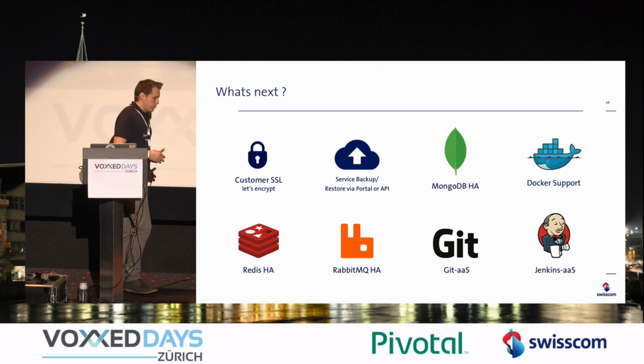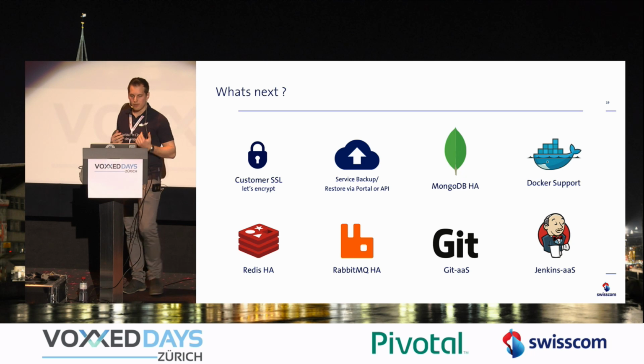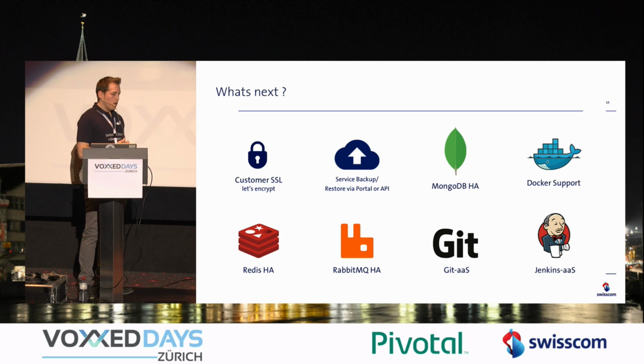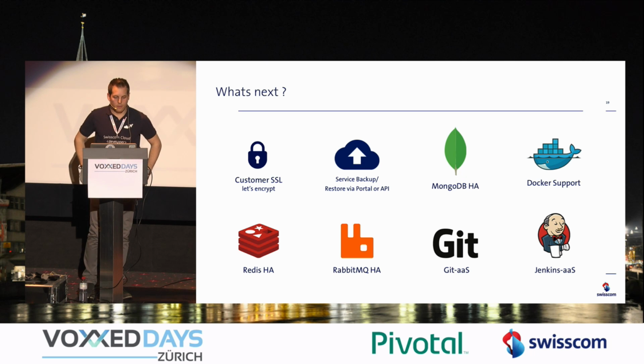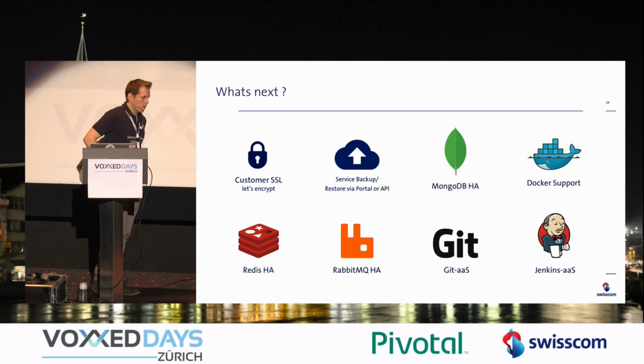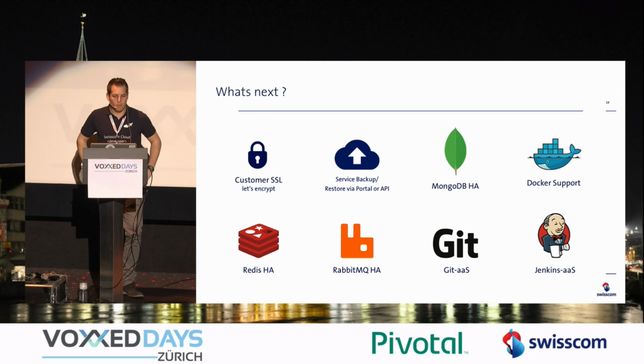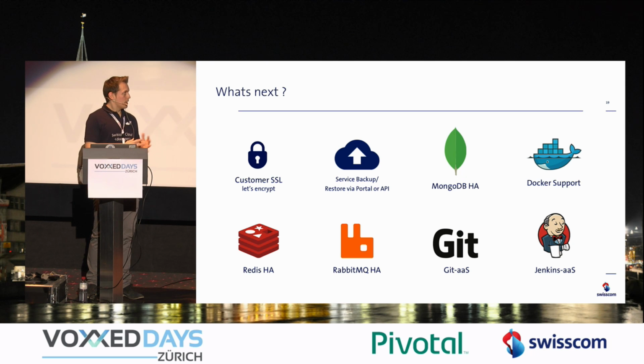What's next? The journey is way not over. We have a lot of things to do ahead. So I have here 8 things that we're currently working on. On one side, it's customer SSL, that you as a user upload your own certificates, that you can do backup and restore via the portal. We work on a MongoDB HA service. We work on Docker support, Redis HA service, RabbitMQ HA service, Git as a service, so that you can easily integrate with your Git repositories, as well as Jenkins as a service, so that you can build a proper CI pipeline.